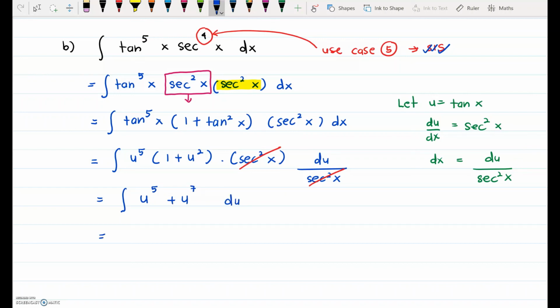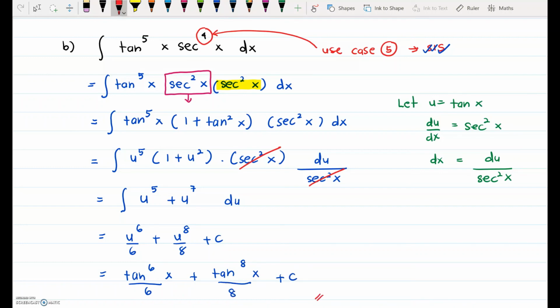Continuing, we integrate. You will have u to the power of 6 over 6 plus u to the power of 8 over 8 plus c, and lastly your final answer will be tangent to the power of 6 x over 6 plus tangent to the power of 8 x over 8 plus c. So this is your final answer for example B.